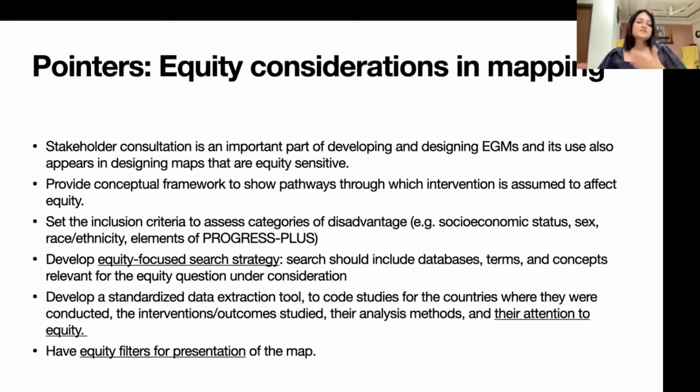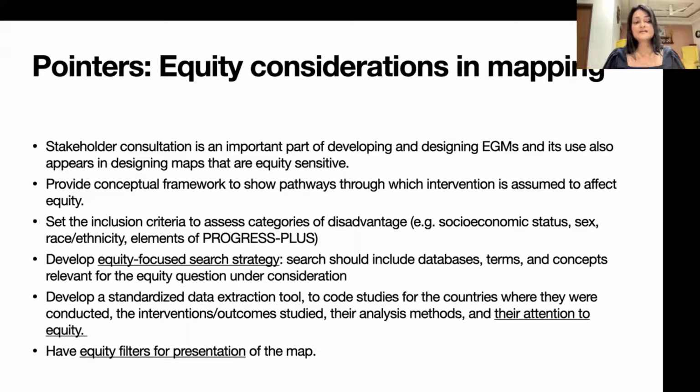Now, some important considerations whenever we talk about equity in mapping: stakeholder consultation is an extremely important part of developing and designing an evidence and gap map because it aims at participatory research. It is also important because they might direct the research question to incorporate equity and also help define the scope, context, and help us identify literature sources that will facilitate active dissemination. Also important is to provide a conceptual framework that shows pathways through which these interventions are assumed to affect equity.